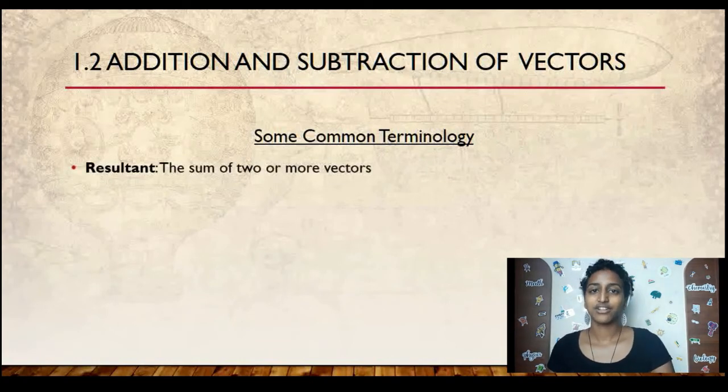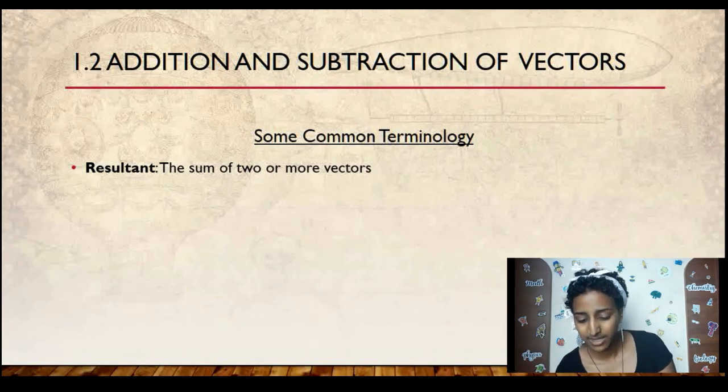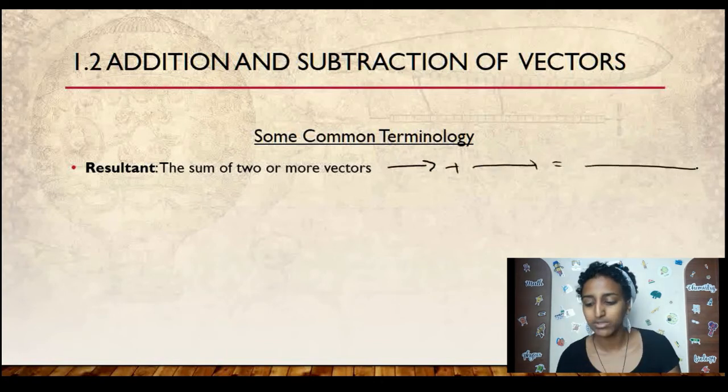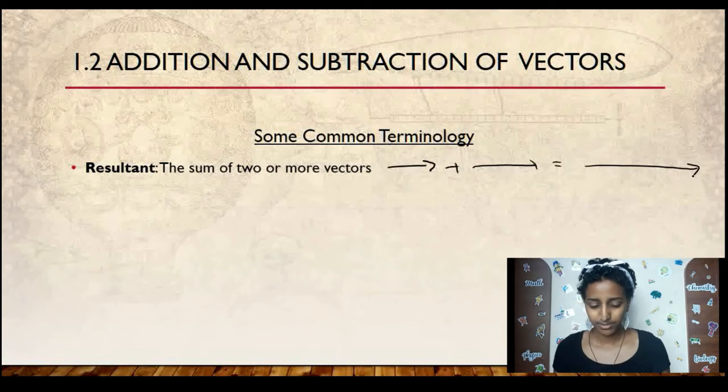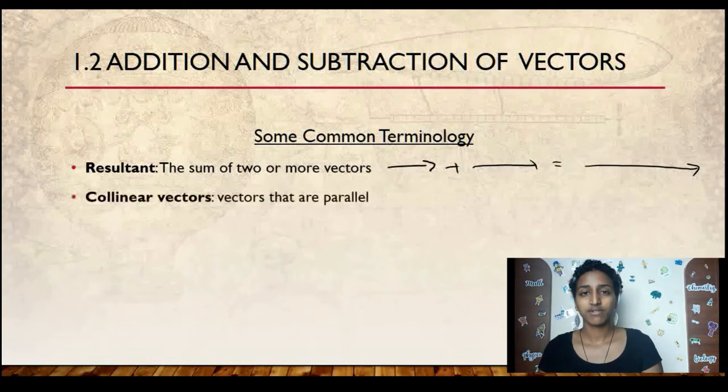A resultant vector, like in the name, simply means the result, or after we do our addition and subtraction or any manipulation of the vector, the result we have in the end is what we call our resultant. To give an example, let's say I have one vector here, and I add it to another vector here, and I have my result. And this result is called a resultant. Simple as that. Next we have collinear vectors.